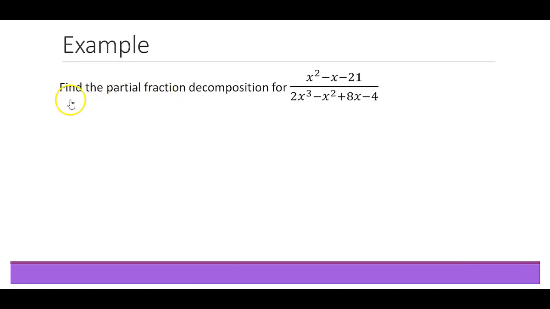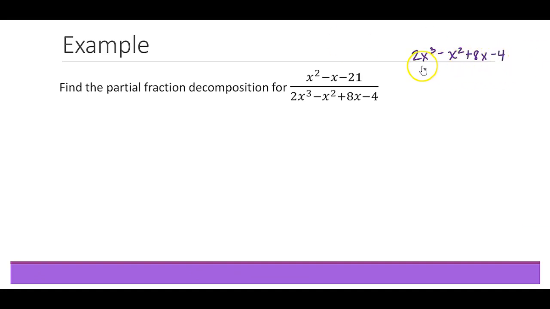Let's take a look at another example. We're going to find the partial fraction decomposition for x squared minus x minus 21 all over 2x cubed minus x squared plus 8x minus 4. The first thing we need to do is factor the denominator. So I'm going to do that scratch work off to the side here. So I have 2x cubed minus x squared plus 8x minus 4.